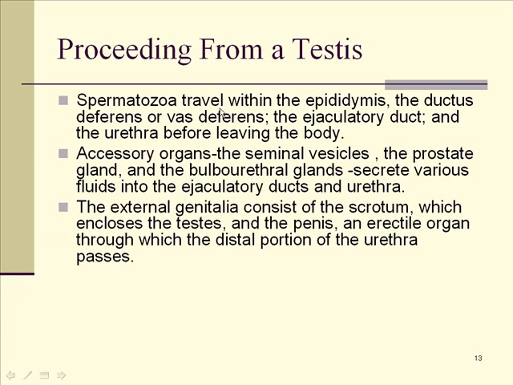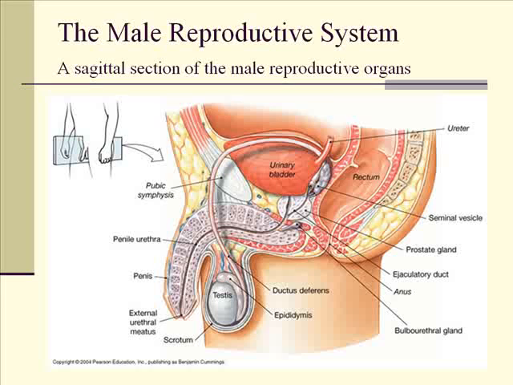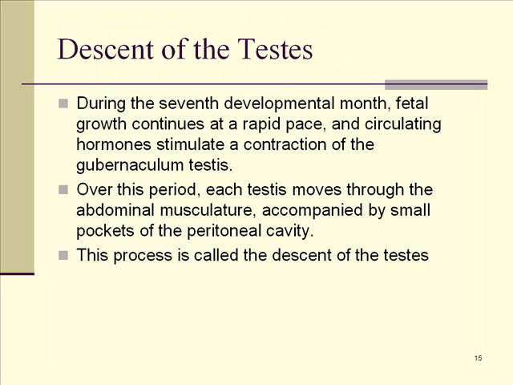I think that might be a test question, that process of following the sperm from the epididymis or from the testicle. So you should know that basic track: epididymis, ductus deferens or vas deferens, through the ejaculatory duct, then through the urethra. There are accessory organs, the seminal vesicles, prostate gland, and bulbourethral glands, that secrete various fluids, as I already said. They secrete these fluids into the ductal system, which will then enter into the ejaculatory ducts and/or the urethra. The external genitalia consist of a scrotum, which encloses the testicles, and the penis, the erectile organ. Through the distal portion of this structure runs the urethra, and this is the route by which the semen and/or the sperm will pass.